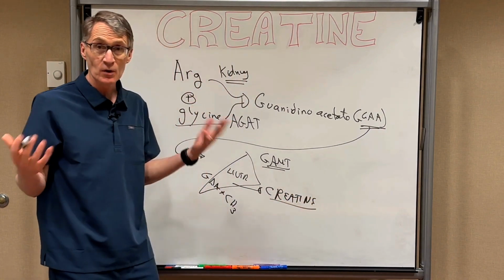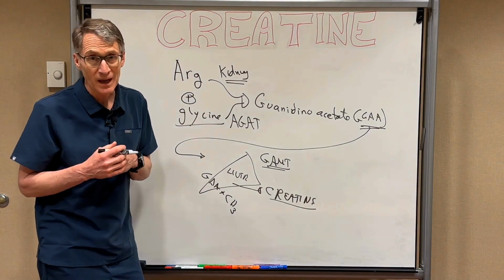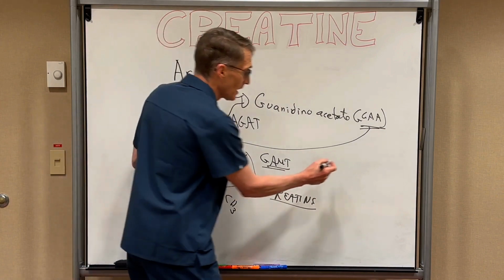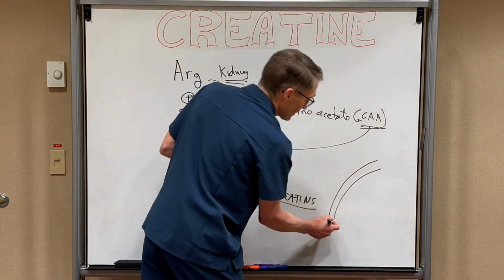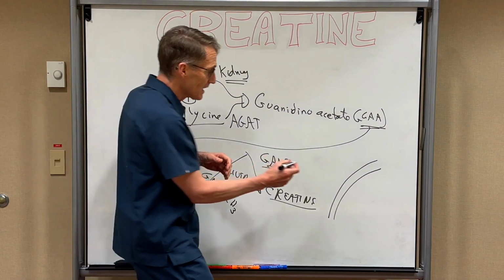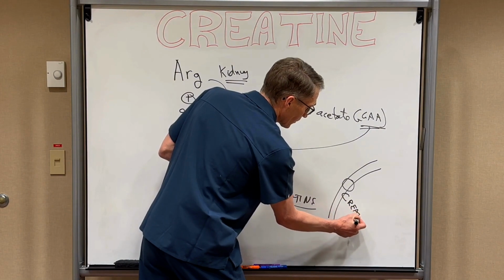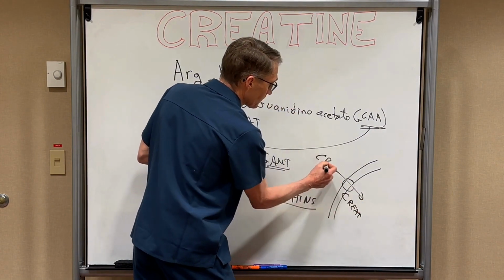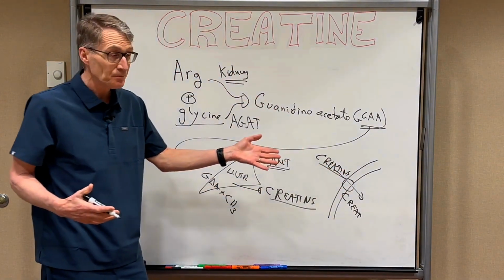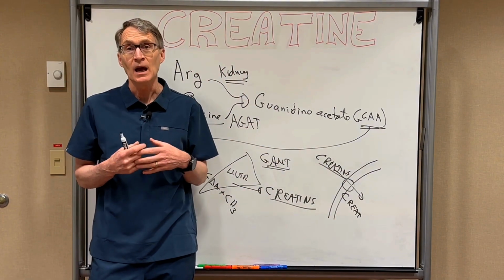So the creatine floats around in our blood, and it's taken up by a variety of tissues through a creatine transporter. The creatine transporter is X-linked. So boys have an X and a Y chromosome, women have two X's, and the transporter pulls creatine into tissues.